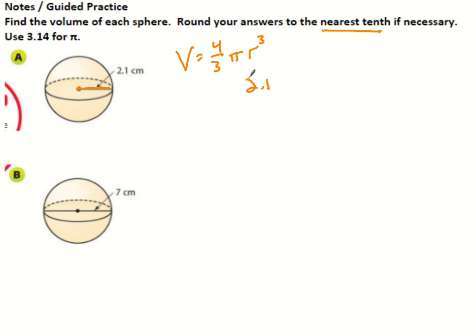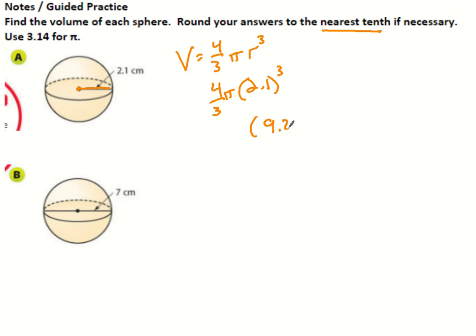So I can plug in 2.1 for the radius, and that's 4/3 pi. Now, 4/3 is the same thing as multiplying by 4 and also dividing by 3. So here's how we're going to do it. First, we always cube the radius first, kind of like with cones and cylinders where we square the radius first. So I need to do 2.1, not times 3, but 2.1 times itself 3 different times. So I went 2.1 times 2.1 times 2.1, and I just plugged it into a calculator.